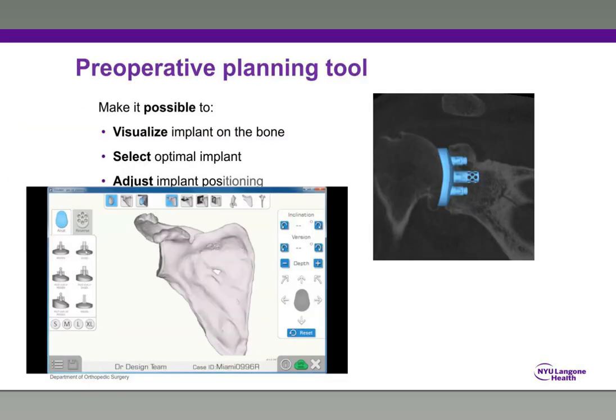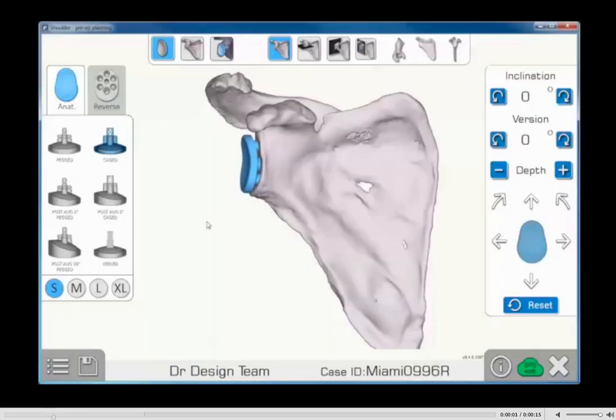This is a video that shows you a little bit of the preoperative planning. So Tyler, can you just run the video here? Tyler? Okay.